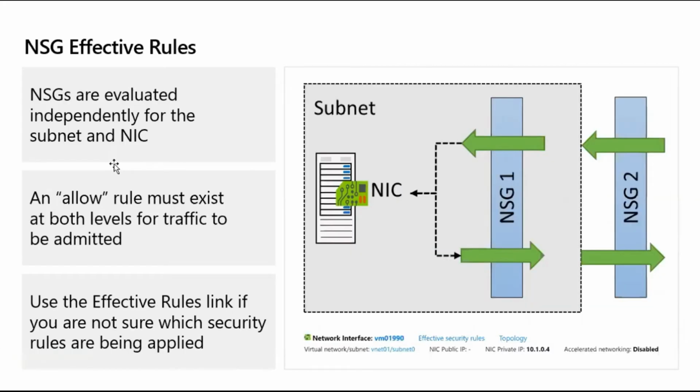Now, NSG effective rules. NSGs are evaluated independently for the subnet and the NIC card. An allow rule must exist at both levels for traffic to be admitted. Use the effective rules link if you're not sure which security rules are being applied. By default, there will be some allow rules, and in this way we'll be able to connect to that particular system.